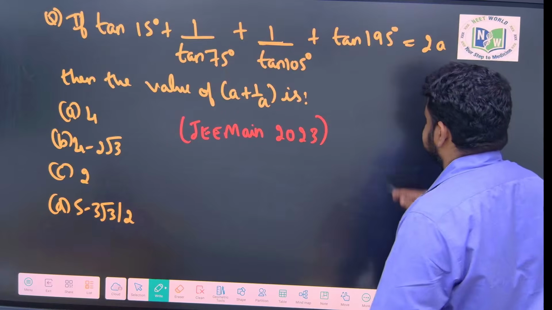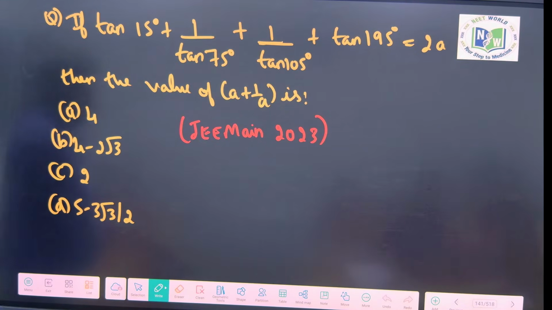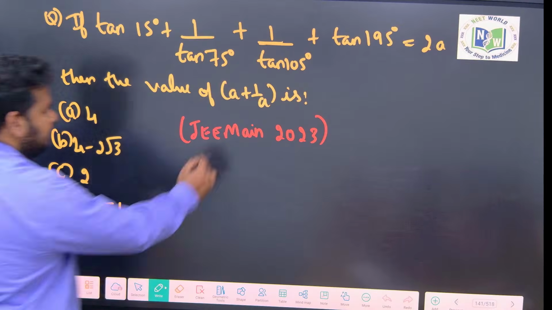Okay, very nice question. See here, they have given a JEE Main 2023 question. Tan 15 degree plus 1 by tan 75 degree plus 1 by tan 105 degree plus tan 195 degree is equal to 2 times a. They are not asking you to find the value of a. They are asking you to find the value of a plus 1 by a.